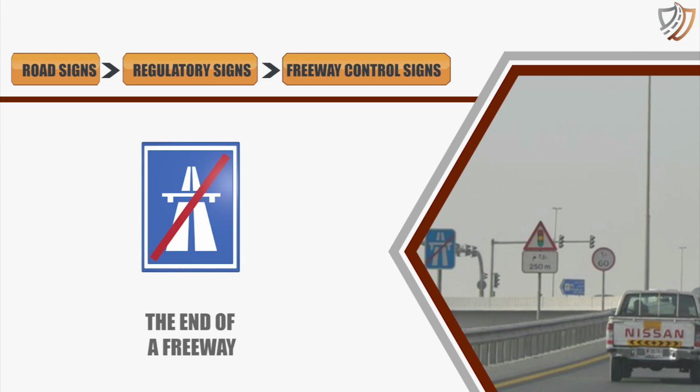Freeway ends. This sign informs the end of a freeway. It removes all the freeway begins restrictions. Driver must consider the road situation and speed posted on the speed sign. You will see this sign at freeway exit ramp.